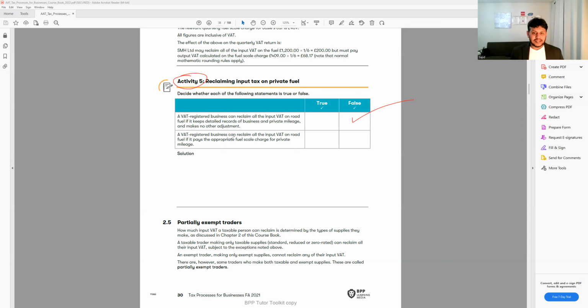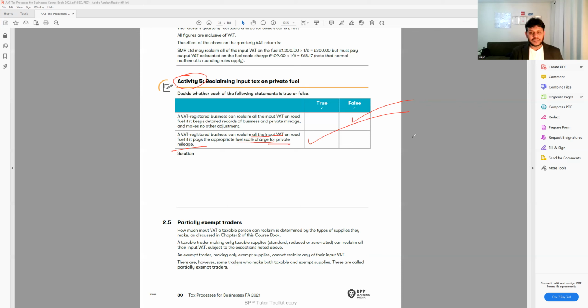A VAT registered business can reclaim all the input VAT on road fuel if they pay the fuel scale charge for the private mileage. This is true, isn't it? So if you pay the fuel scale charge, then you don't have to keep the record, and you can claim all the input VAT. So if you want to claim all the input VAT, you have to pay the fuel scale charge. That time you don't have to keep the record for private and business. And if you don't pay, then you have to keep the record, and you can only claim for the business.